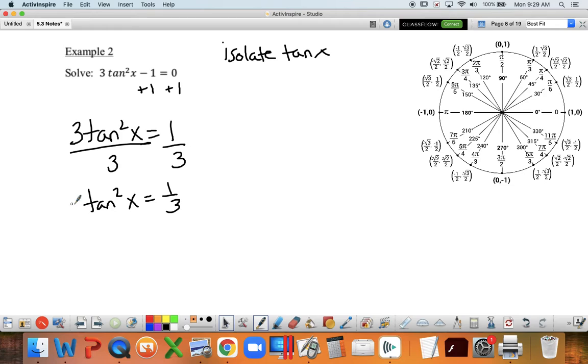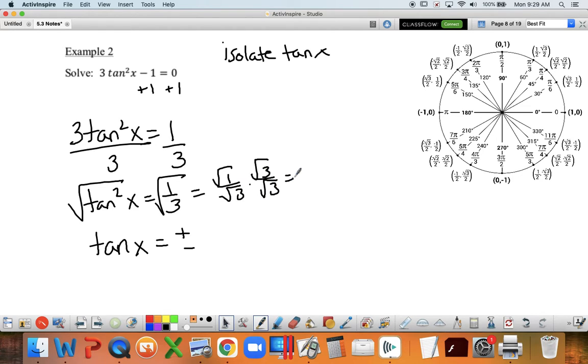I want to get tan x by itself, so I'm going to do the inverse of squaring, which is square rooting. So I get the tangent of x is equal to positive or negative, and I can't have, right, a radical in my denominator. So I get positive or negative square root of 3 over 3. So I've got to consider every single one, right? Because I've got to consider both positives and negatives.